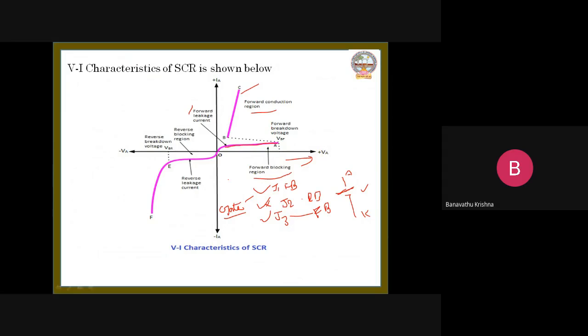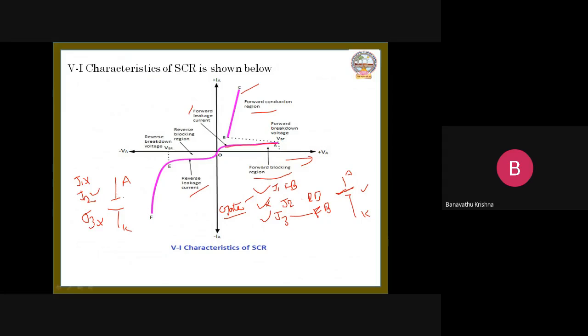Right. Similarly, in reverse bias condition, a negative potential is applied to the anode and a positive potential is applied to the cathode. Then junction J1 is reverse bias, junction J2 is forward bias and junction J3 is reverse bias. By applying this voltage, there is a flow of charge carriers across a junction. That current is nothing but the reverse saturation current, that is, the reverse leakage current.